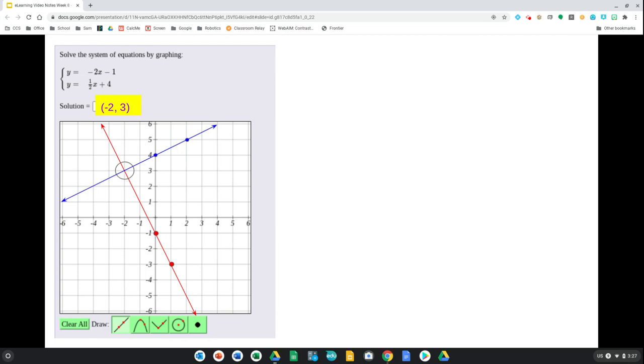So that was our first technique for solving these systems of equations. We found all the solutions to the first equation by graphing a line. We found all the solutions to the second equation by graphing a line, and then the point where they had in common, that was the solution we were looking for.